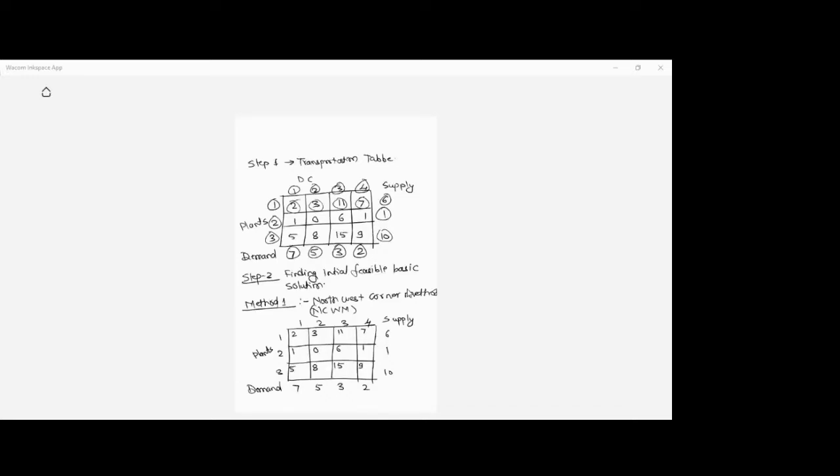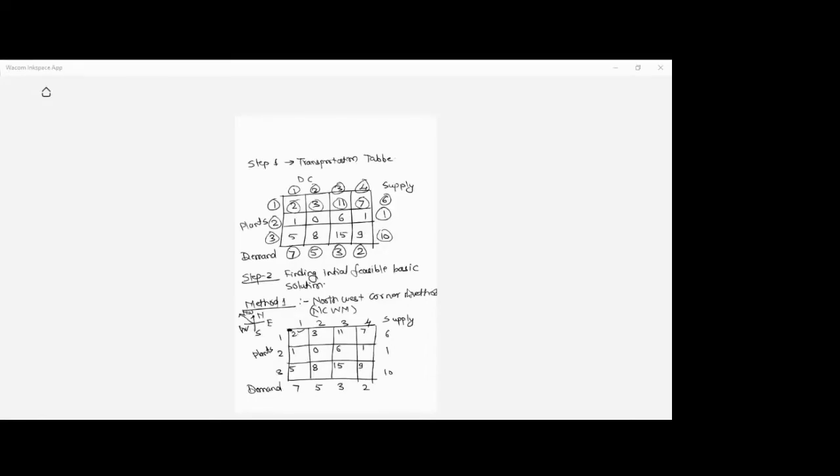With all these constraints in mind, we are going to allocate these values. According to the northwest corner method, we are going to consider the northwest cell. Yesterday we saw north, south, east, and west. The northwest direction in this table is cell 1, 1. This is the northwest cell for this table, and we are going to allocate the maximum possible value in this step.